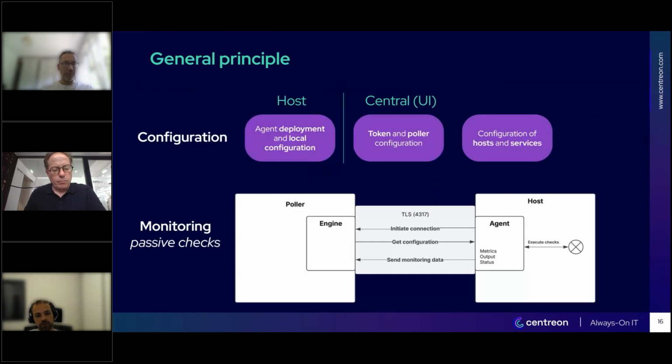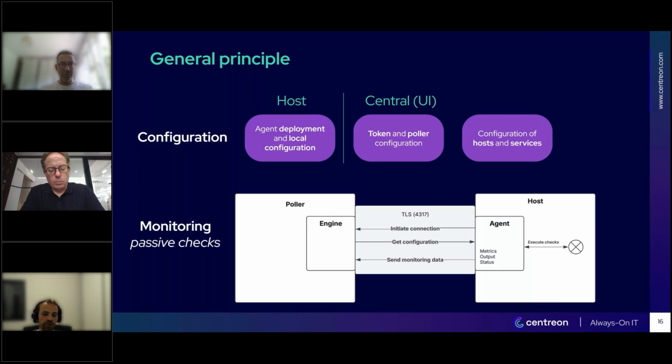So how does it work? The agent basically requires three configuration actions. On the host side, the configuration action is to deploy the agent and set its local configuration. It's available for Linux or for Windows. For Linux, you have a procedure and a JSON file to modify with the configuration. And for Windows, you can use an installer or a command line interface.